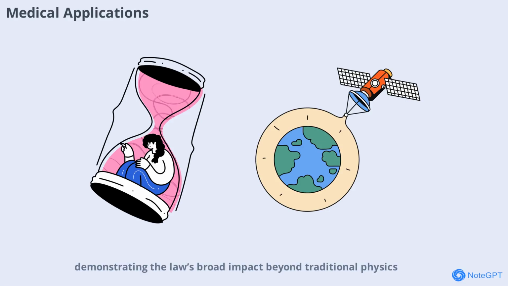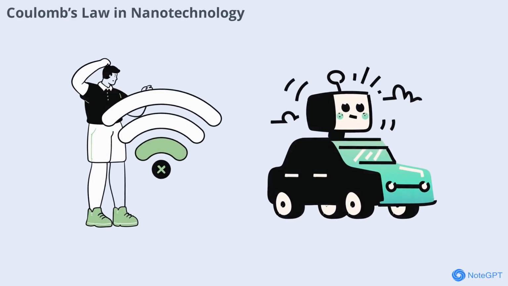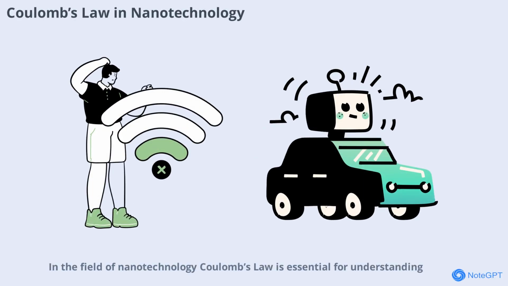In the field of nanotechnology, Coulomb's law is essential for understanding the behavior of tiny particles and molecules. The forces between charges at the nanoscale can determine the properties and functions of new materials. By mastering these interactions, scientists are developing innovative technologies with applications in electronics, medicine, and materials science.